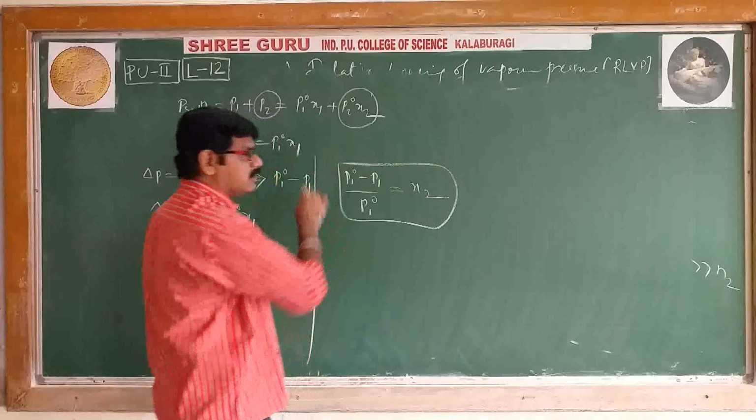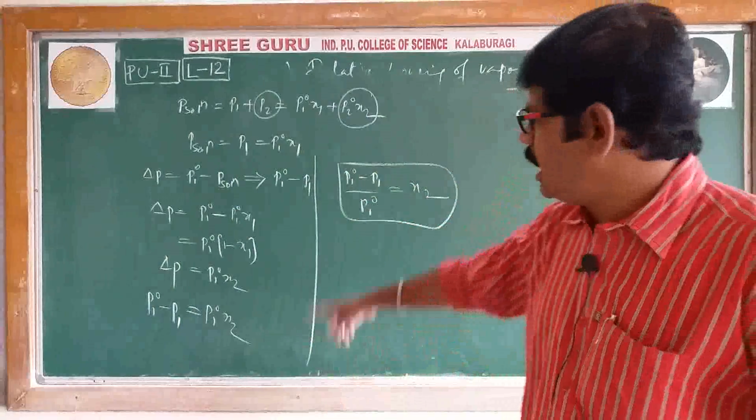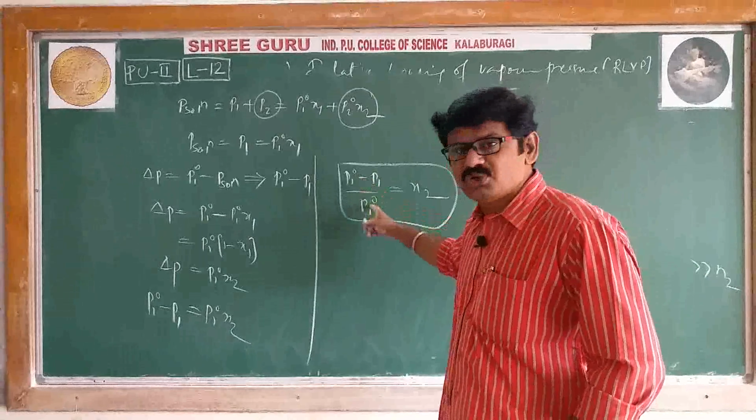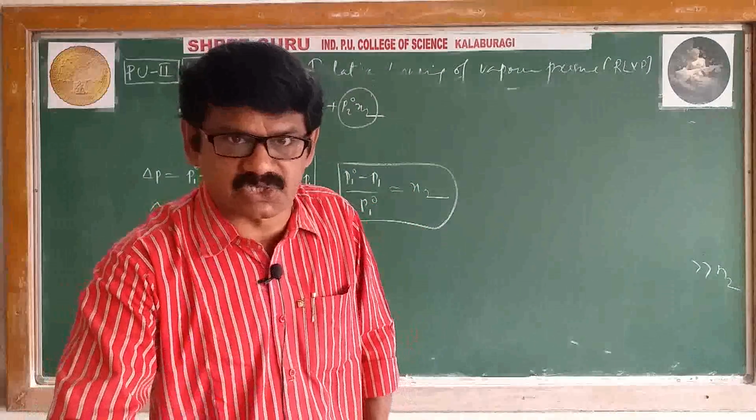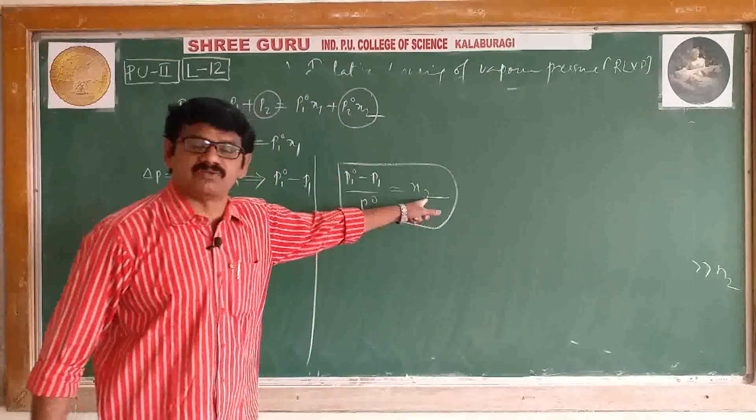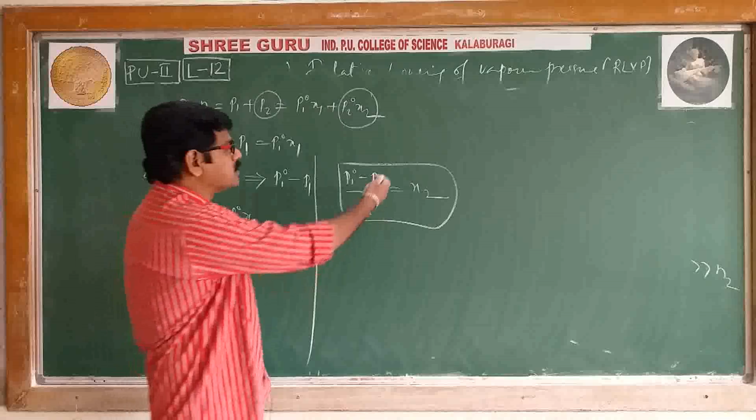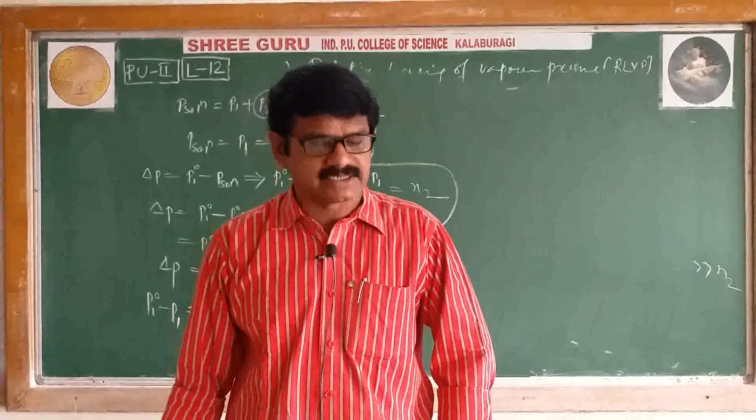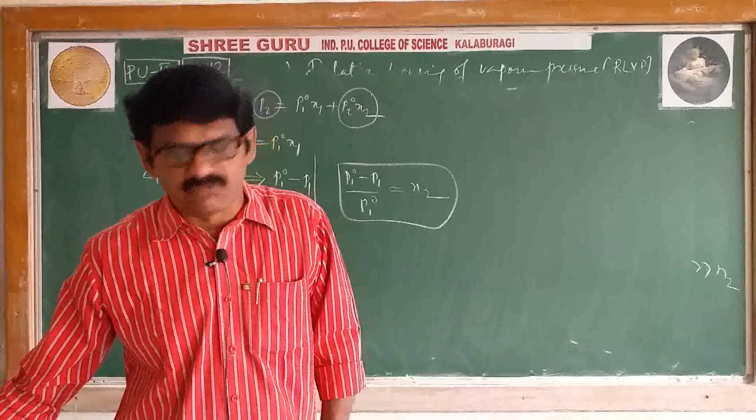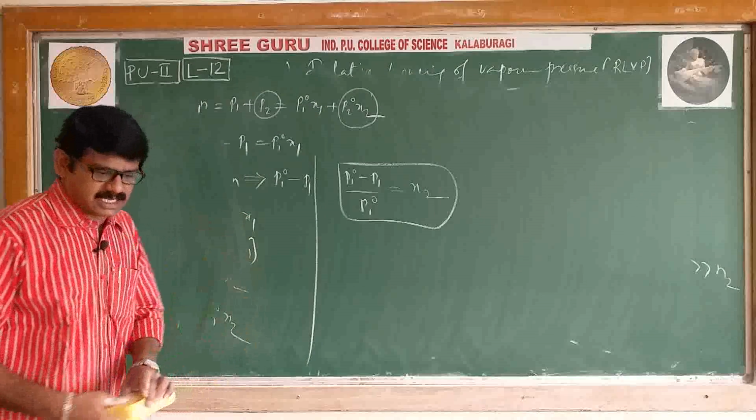This is Raoult's law of a solution which contains a non-volatile solute. How to define it now? The relative lowering of vapor pressure of a solution which contains a non-volatile solute is equal to the mole fraction of solute in the solution. That's it. And how to extend this formula, I just explained. Okay, right. Now based on this Raoult's law we'll solve some problems.